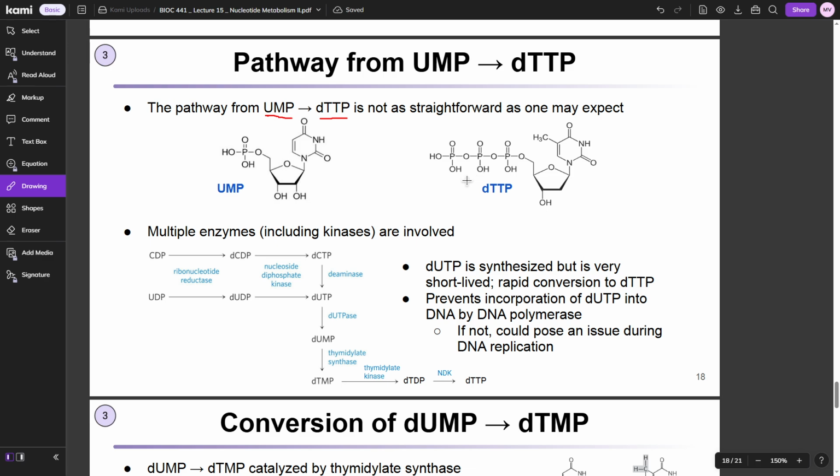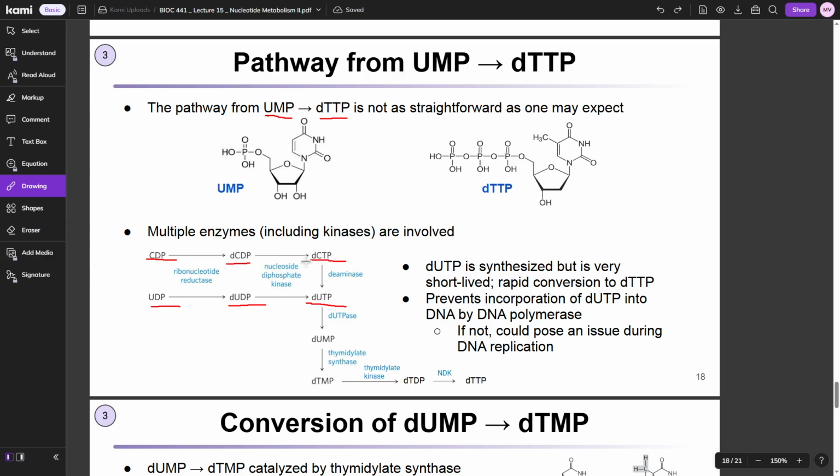So let's start with this. So CDP and UDP. So you make CDP and UDP. From there, we use RNR to reduce them to their D versions. Then we kinase them. We turn them into the dCTP form and the dUTP form. Now dUTP does not live for very long. It's very short-lived, and it's rapidly converted into dTTP. So basically all of these reactions down here occur extremely quickly, like ridiculously fast.